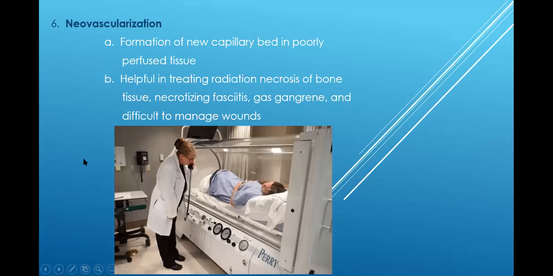All right. Now, another thing that it does is neovascularization. What does neo mean? New. Neo means new. So new vascularization: formation of new capillary beds in poorly perfused tissue. Not only does that oxygen get to the tissues that's there, but it makes new capillary beds. Little new capillary beds are formed in the presence of hyperbaric therapy.